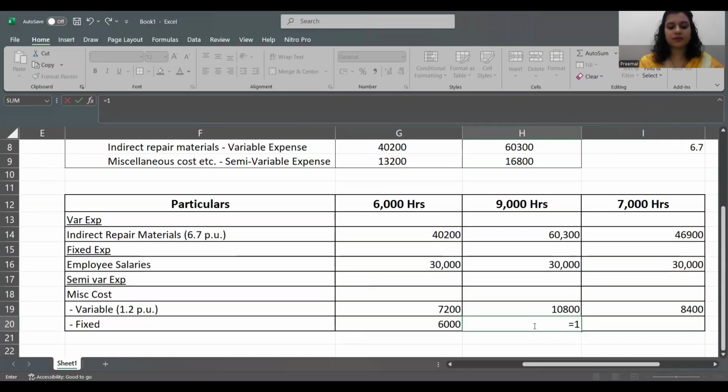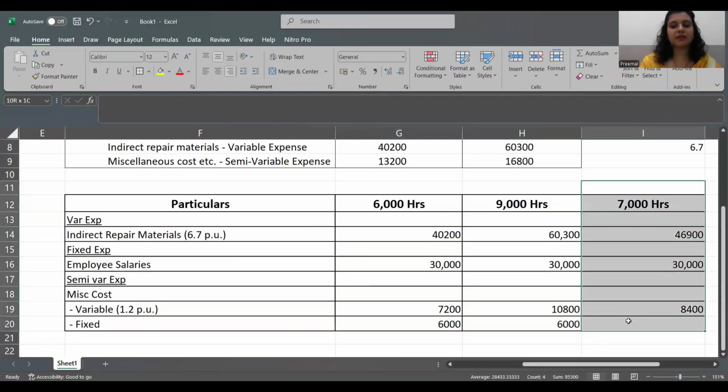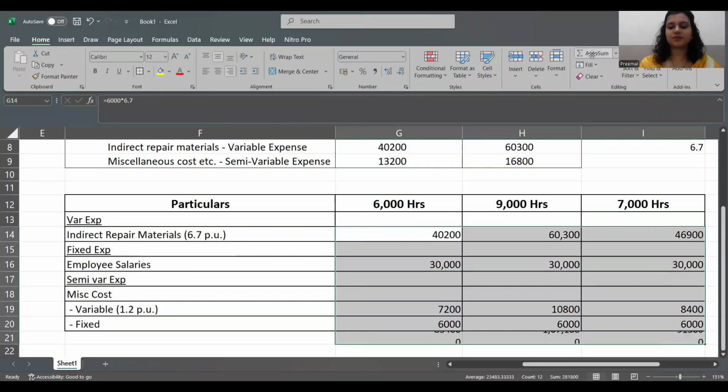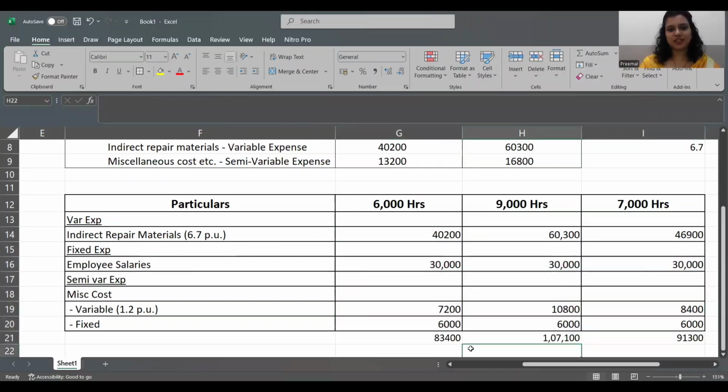So here the total is 16,800 minus variable portion is 10,800. Remaining becomes fixed. So you notice the fixed amount remains the same irrespective of the number of hours or units of production. Therefore, even for the column where they've asked us to prepare the flexible budget, the fixed portion will remain at 6,000. So this is how you calculate the fixed and variable proportion of a semi-variable expense. And at the end of it, you just have to find the total to complete your flexible budget. Thank you.